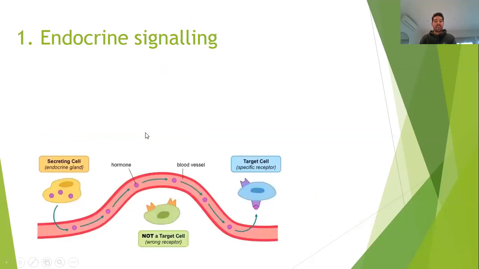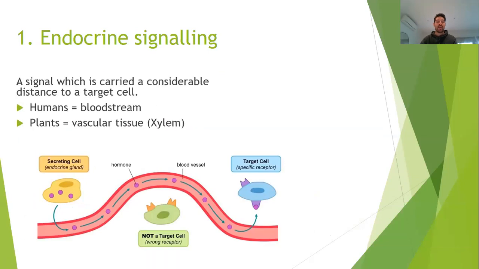So the first we're going to look at is endocrine signaling. Now that is where signaling is carried a considerable distance to a target cell. So for example, humans might use their bloodstream, or plants might use what's called their vascular tissue, which is their sort of version of a bloodstream, I guess. So in this diagram, you can see here's our sending cell. And in this instance, it's sending out a hormone. So that's our ligand. It's traveling through the bloodstream to a cell with the right receptor.